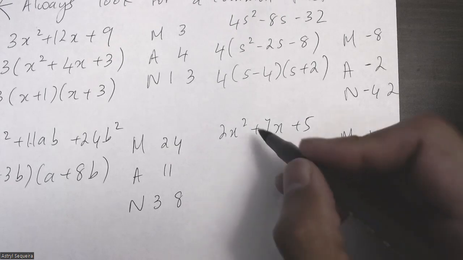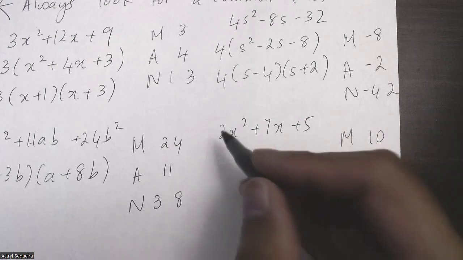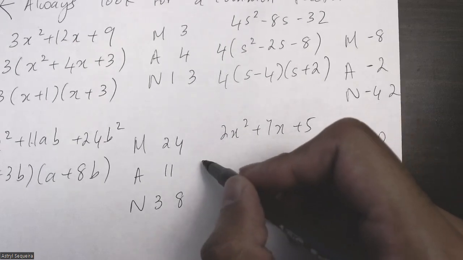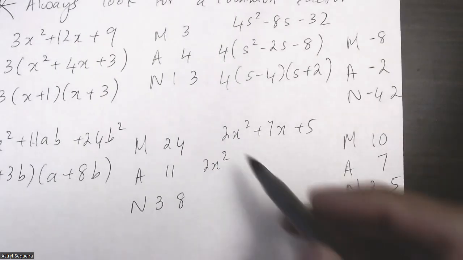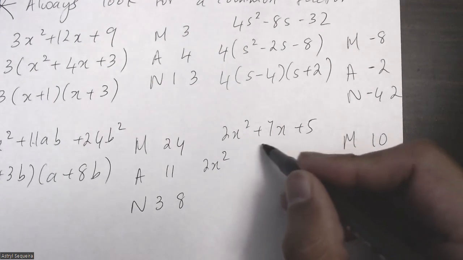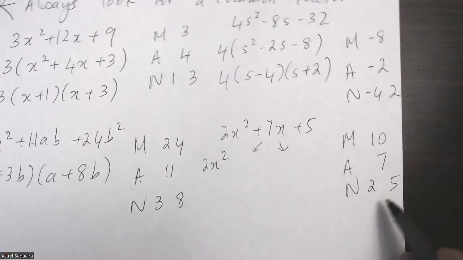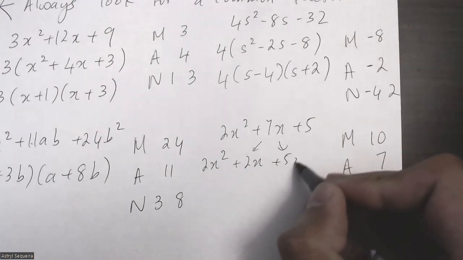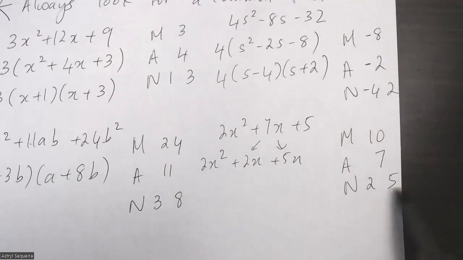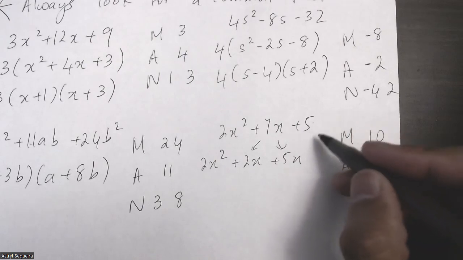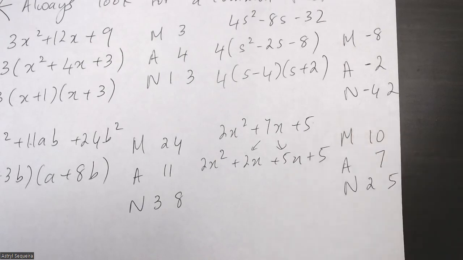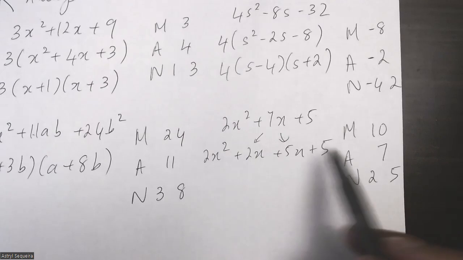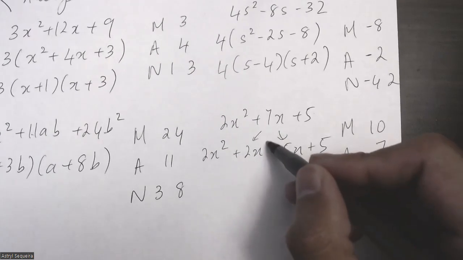So now what you want to do is you can't write your answer instantly. You've got to write the first term exactly the same, 2x squared. This middle term is going to break down into your two numbers. So plus 2x plus 5x. I broke down 7x into my two numbers here, 2x and 5x, and then I'll write the last term the same. Now this turns into a 4-term expression, and we just learned how to do that.